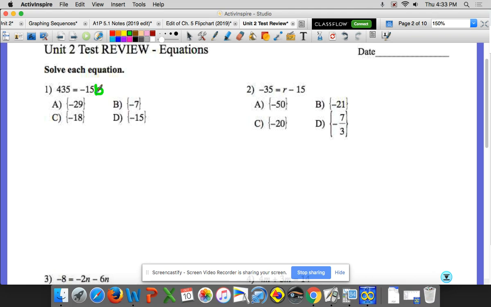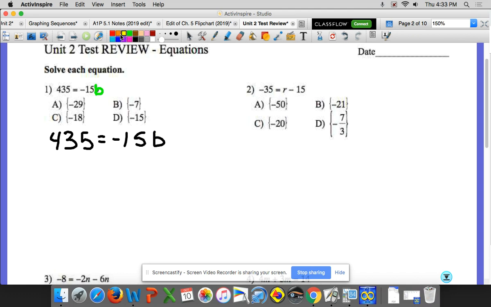And if we also don't remember from class today, we are going to start out with one-step equations, and as we move further and further into the test, they are going to develop into multi-step. But for right now, these first few are going to be one step, and after that step, we will get our answer. So I'm going to rewrite number 1. We have 435 equals negative 15b.